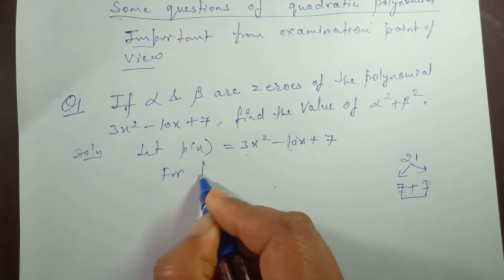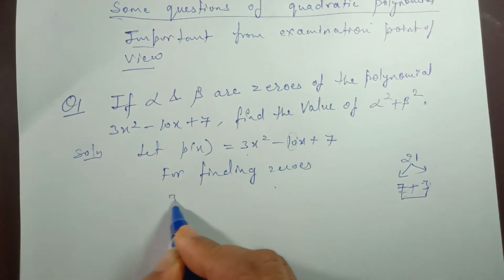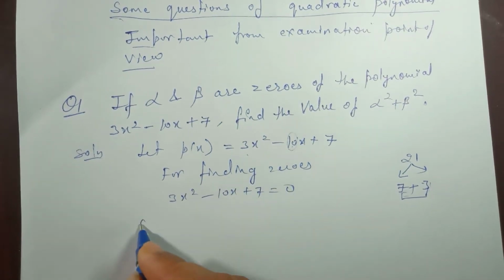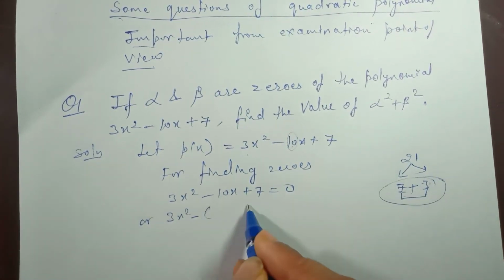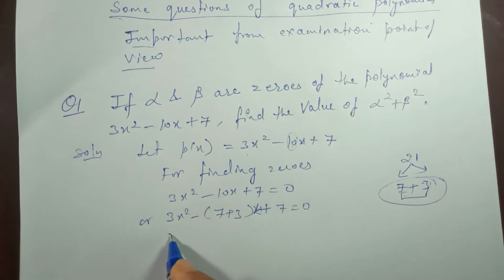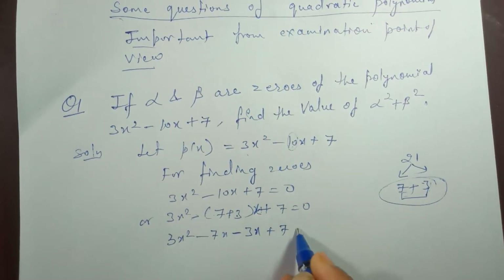Whenever we have to find the zeros of any quadratic polynomial, first of all we take it equal to 0. On the basis of these factors we split the middle term 10x as 7x plus 3x, so 3x square minus 7x minus 3x plus 7 equals 0. The sign of 3x is negative and 7 is positive, so we write 3x square minus 7x minus 3x plus 7 equal to 0.